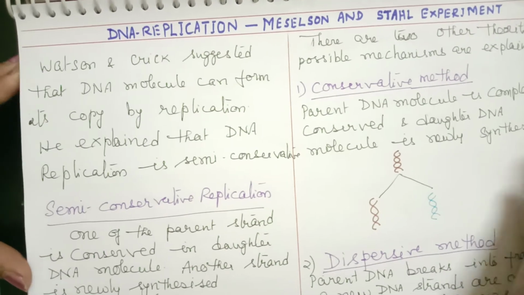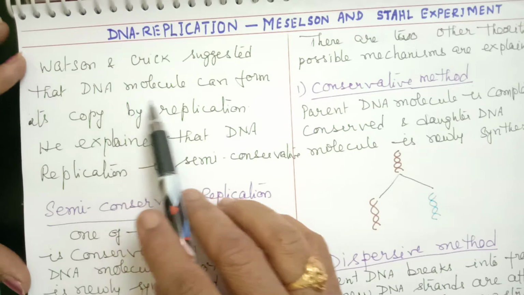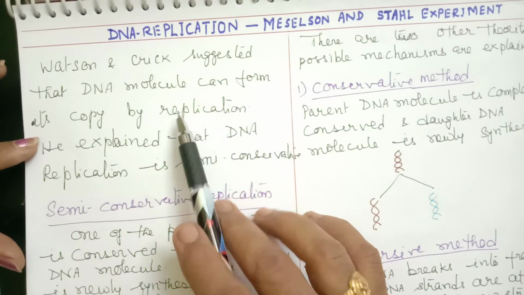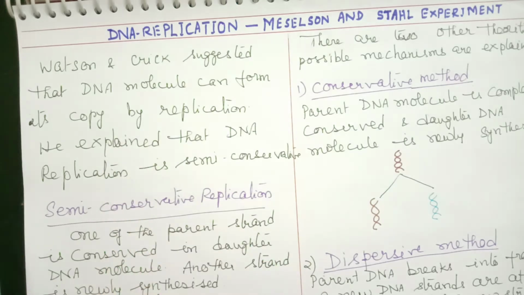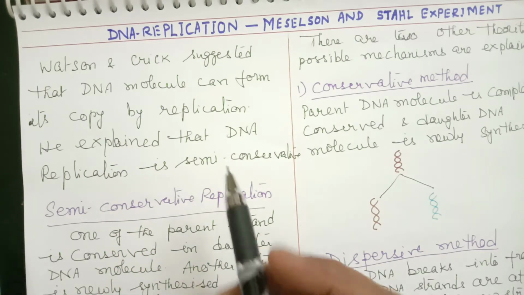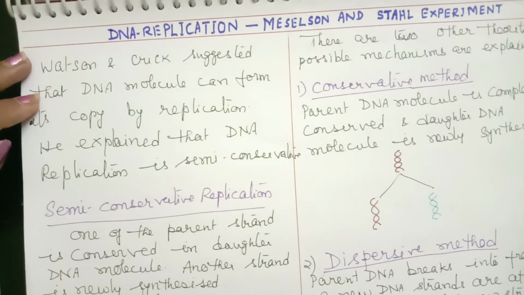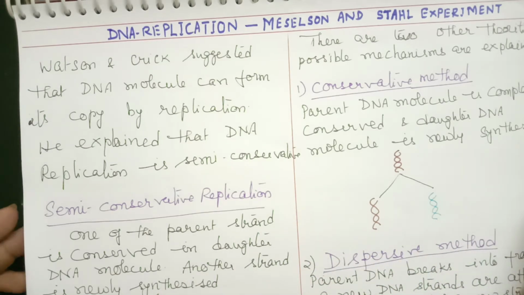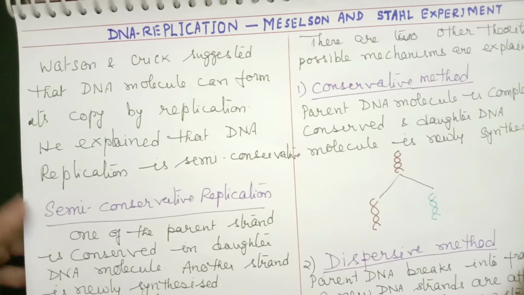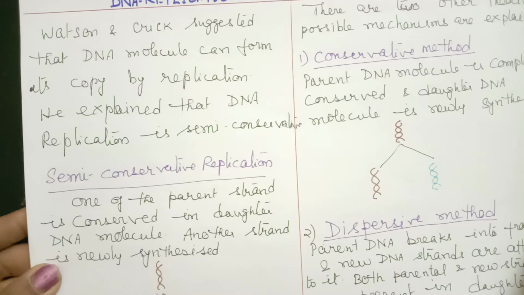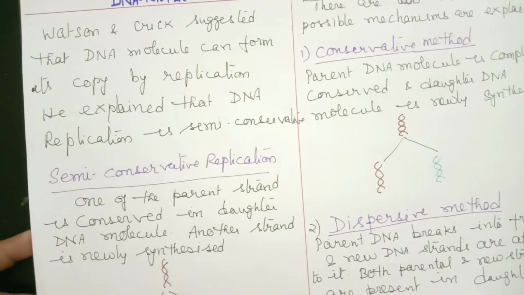Watson and Crick suggested that DNA molecules can form their own copy by replication, and they explained that DNA replication is semi-conservative. Here, in the process of replication, first we have to understand the three methods, the three types of replication, which I have listed down here.